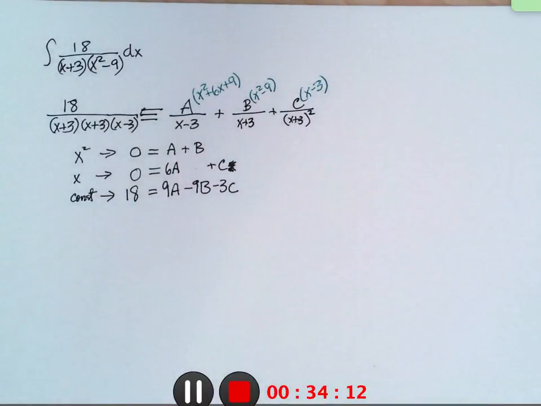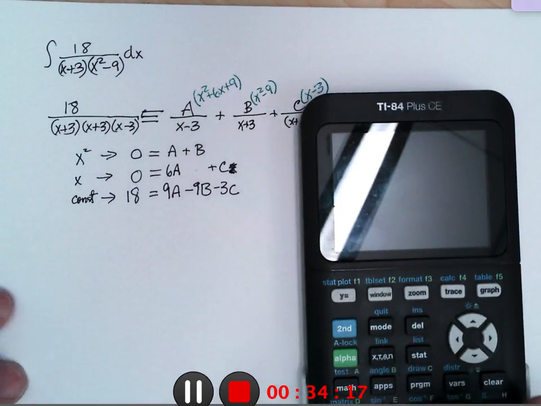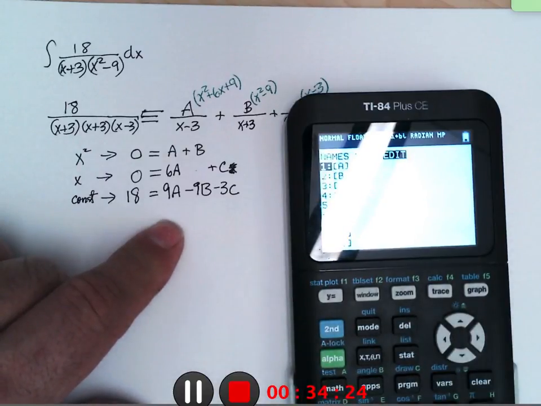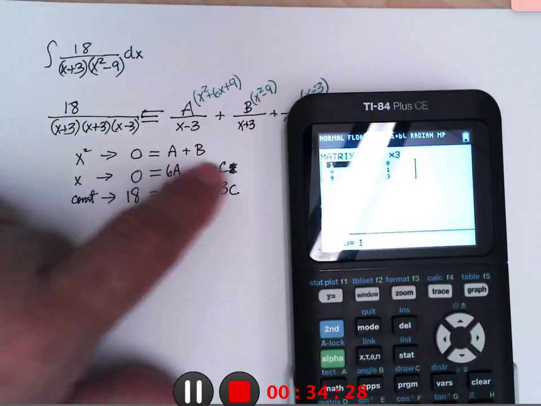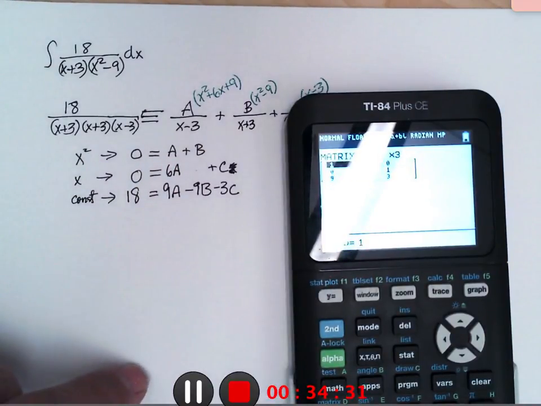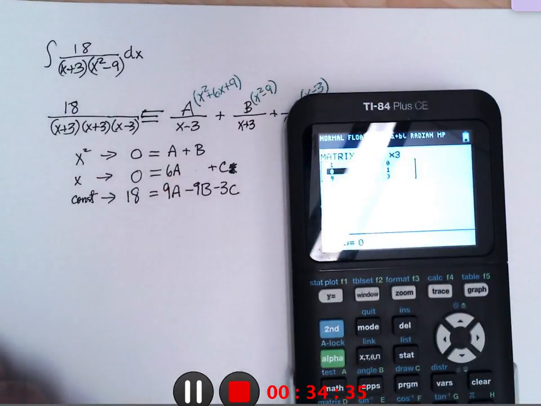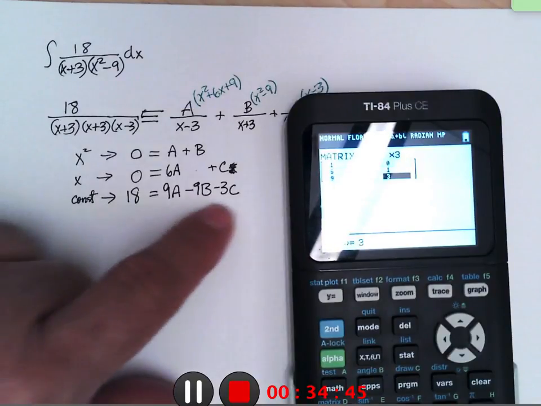Okay, so again, I'm going to pull out my calculator, do matrices to solve this. So I got to go to matrix and edit A. It's still a 3 by 3, and my first row is going to be 1, 1, 0. Already have that. My next row is going to be 6, 0, 1. 6, enter, 0, enter, 1, enter. And my last row is going to be 9, enter, negative 9, enter, and negative 3, enter.